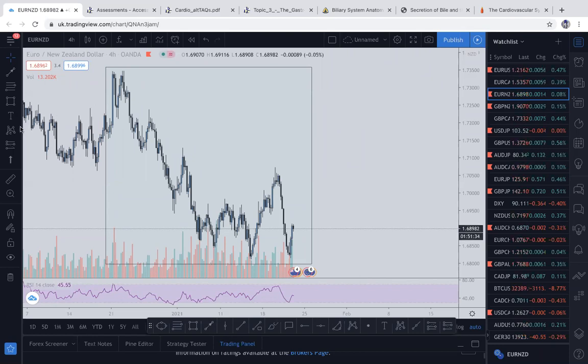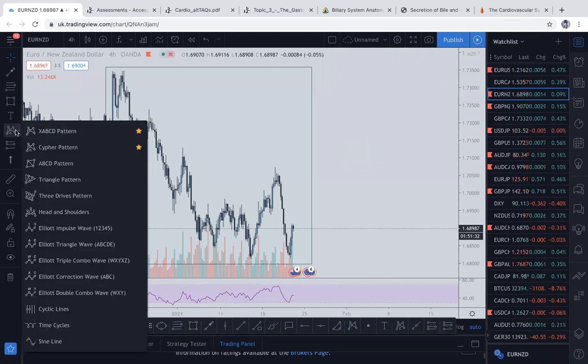So if you look around this area of my TradingView where I have my harmony pattern, this area below here, we have Elliott impulsive wave, Elliott triangle wave, Elliott triple combo wave, Elliott correction wave, Elliott double combo wave. It's a lot of complicated names.